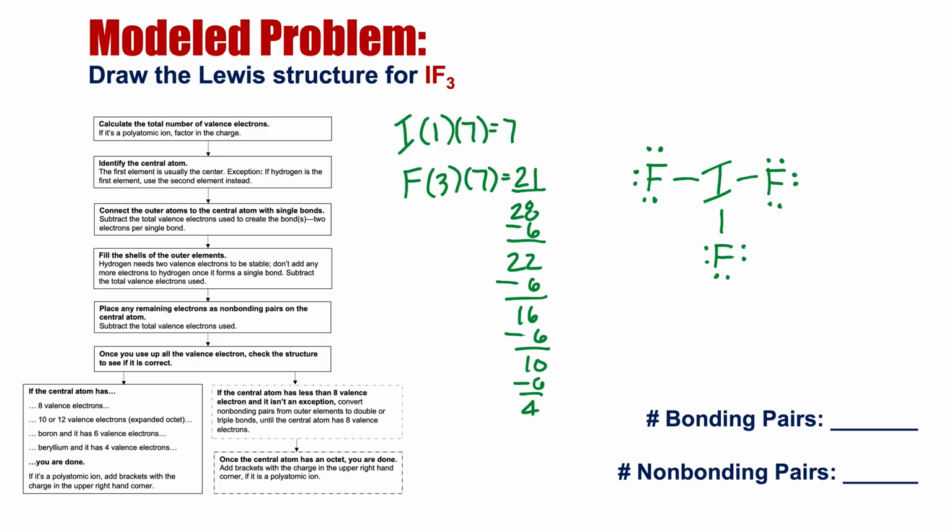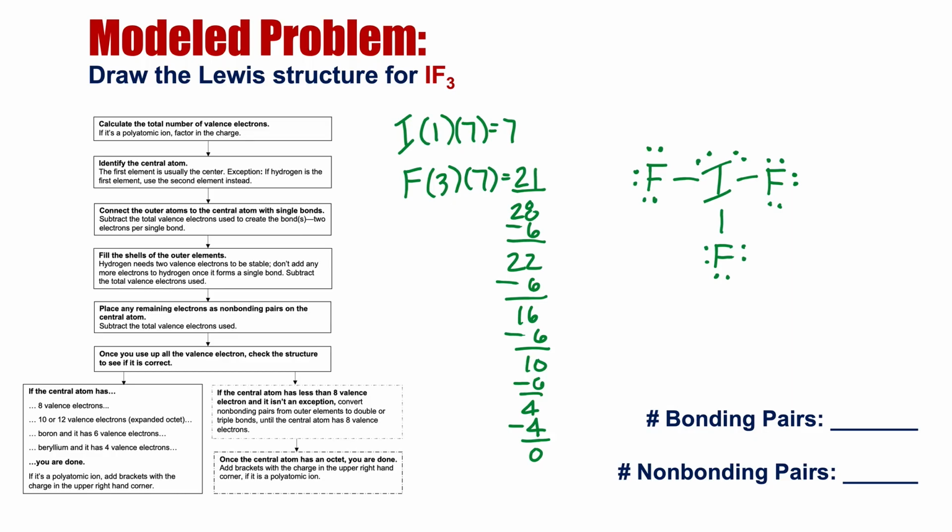I'm going to place them as 2 non-bonding pairs on that central atom. Remember, the key thing is I need to clearly see that there's 2 non-bonding pairs. So your placement of those 2 non-bonding pairs might be a little bit different than what I just did, but I have to clearly see that there's 2 non-bonding pairs on that iodine. So now I've used up all of my electrons, and when I check 2, 4, 6, 8, 10, iodine has 10 valence electrons. It's an expanded octet.